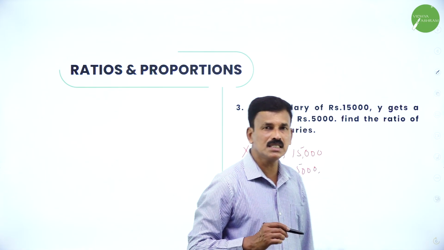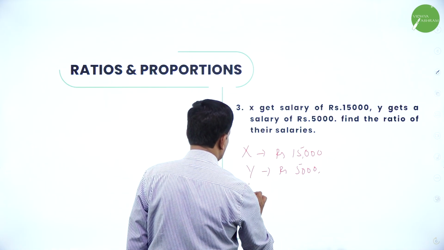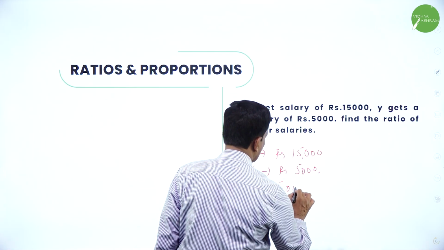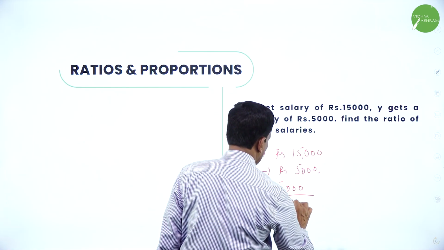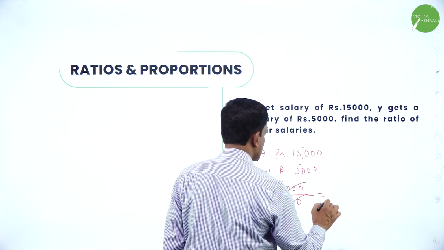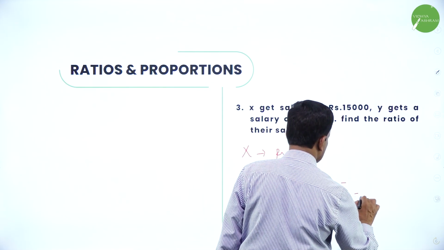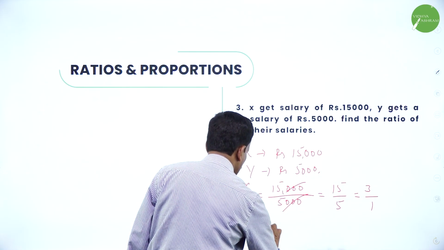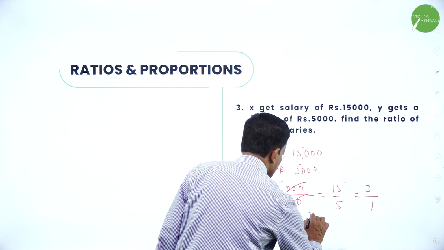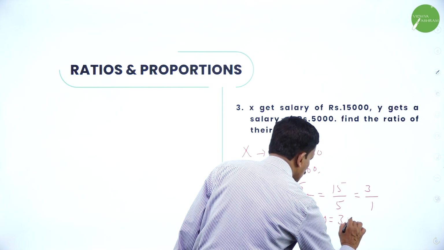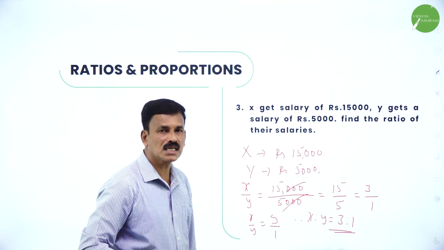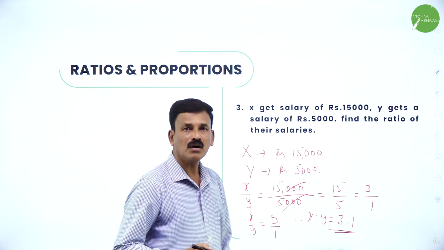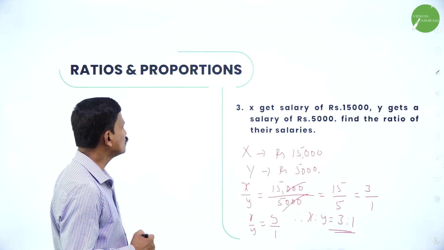Then find the ratio of their salaries, right? So here the ratio is nothing but X by Y. What is X here? 15,000 divided by 5,000. So 3 zeros get cancelled. 15 by 5: 5 ones are 5, 5 threes are 15. The ratio X by Y is equal to 3 by 1, therefore X is to Y is equal to 3 is to 1. The ratio of the salary is 3 is to 1. That's it. Okay. Now, move on to the next problem.